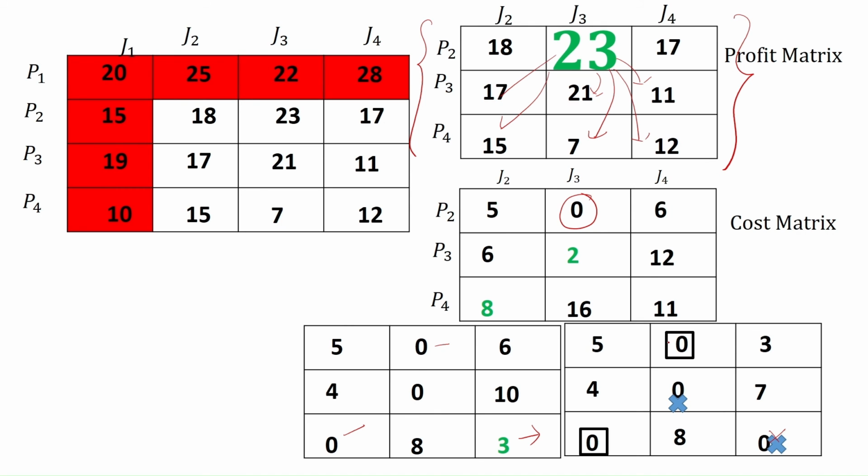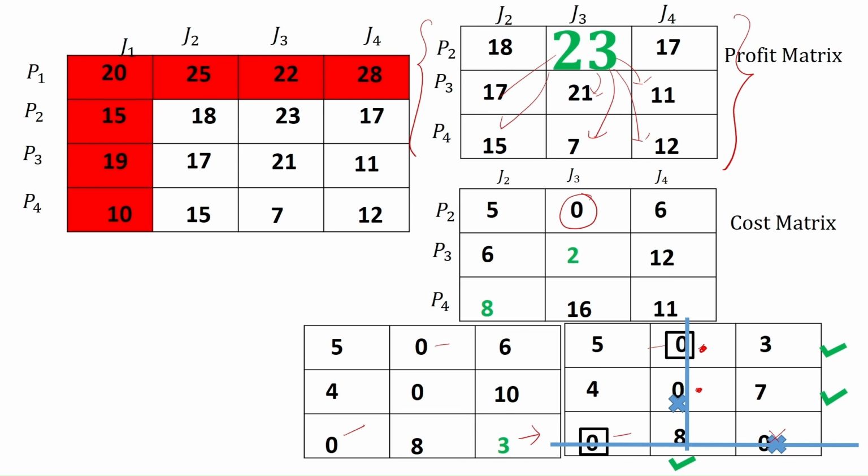We draw lines and ticks. So we tick an unmarked row. So what row is unmarked? The first row has been marked. Third row has been marked because it has an allocation. The second row is still not marked, so I put a tick. In this ticked row, I find a crossed 0 in the second column, so I tick that column. In this ticked column, I find a marked 0, so I tick this row. Now I draw lines through unmarked rows and marked columns. Now you see all zeros have been covered.